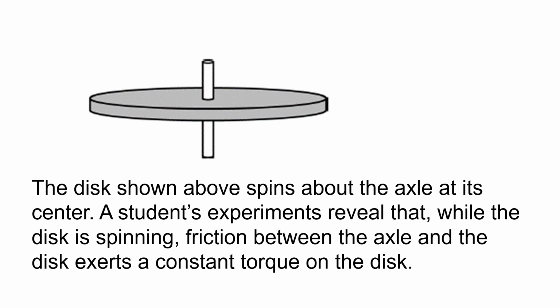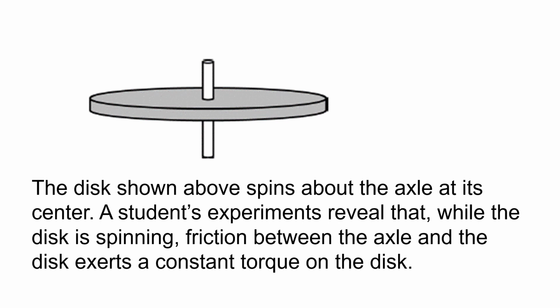The video is a detailed explanation on how to answer assignment number 2, both question 1 and question 2. So let's start by going over the first question. As it states over here with the illustration, the disc shown above spins about the axle at its center. A student's experiments reveal that while the disc is spinning, friction between the axle and the disc exerts a constant torque on the disc.